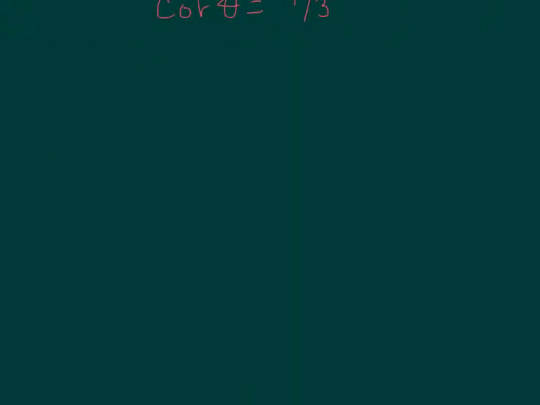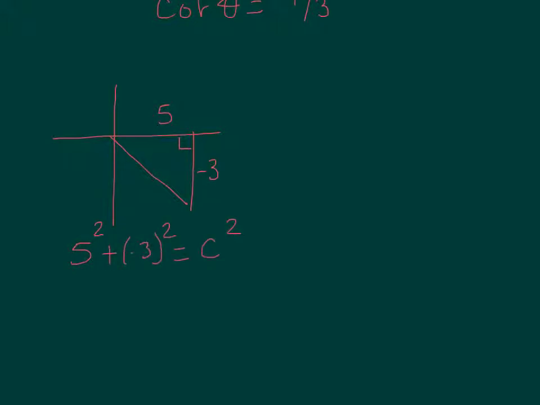Number 4, part B. If we were to graph the point in a coordinate plane, you will know that the point is going to be right 5, down 3. In order for us to find the 6 trig functions, we have to do Pythagorean to find the third side, the hypotenuse. 5 squared plus negative 3 squared is equal to c squared. 25 plus 9, that's 34. So therefore, that's c squared. c is equal to the square root of 34.